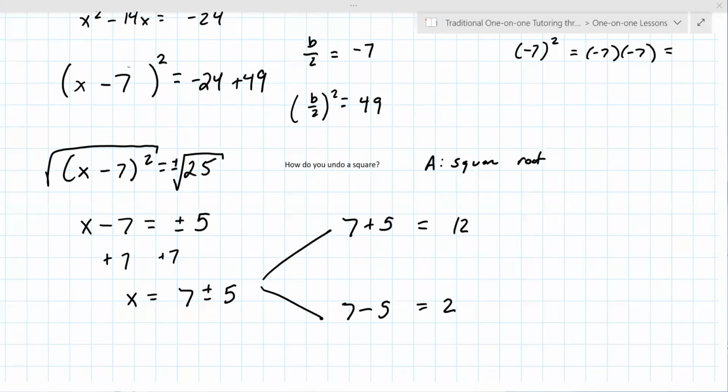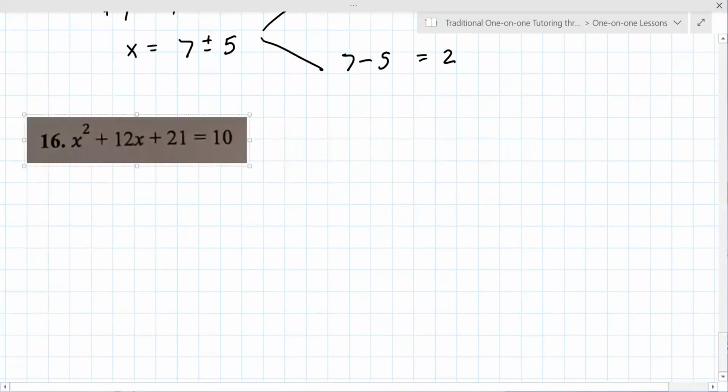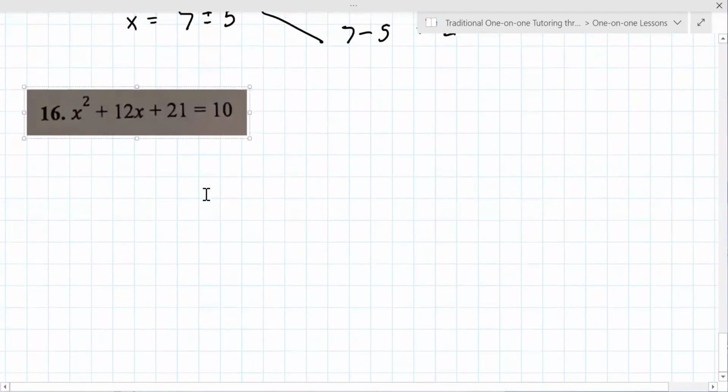Okay. I think everything's good. So number 16 is just like every other problem we've done today. It's exactly the same. The 21, we need to move to the other side of the equation. We need to subtract 21 from both sides.